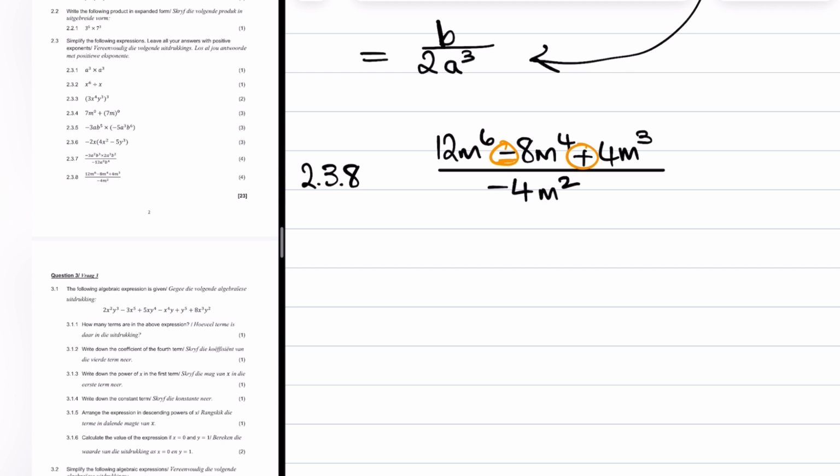Okay, so that is 3 terms in the numerator. And in the denominator we have 1 term only.